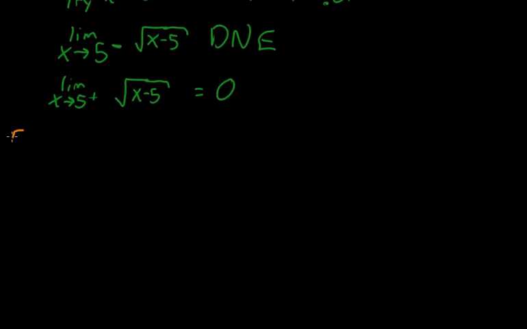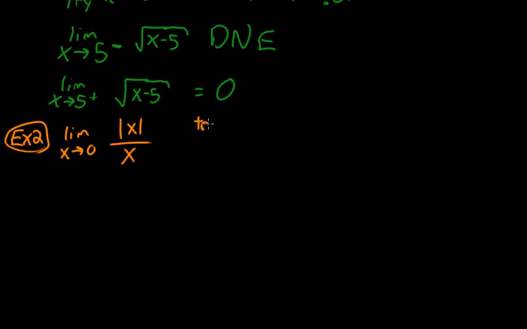Let's go over another example. Example 2. The limit as x approaches 0 of the absolute value of x divided by x. If you need a review, these are absolute value signs. They just mean take x and make it positive. So if it's negative, make it positive. If it's positive, leave it be.